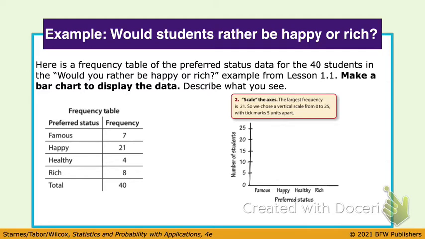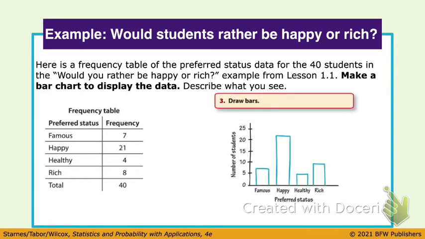And then, obviously, our final step is we draw the bars to the particular height that they belong. So famous was up to 7, so you kind of estimate where 7 is. And then happy was up to 21, healthy was up to 4, and rich was up to 8. And then we have drawn our bar chart. For this one, our bars don't have to touch. Usually bar charts, they don't touch between the categories, and so we have our bar chart.